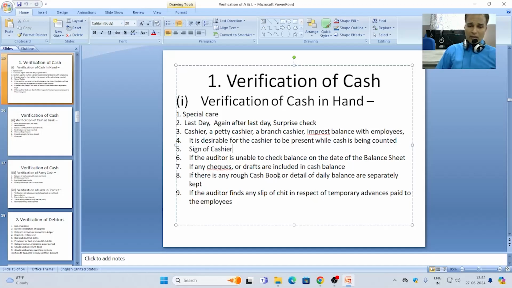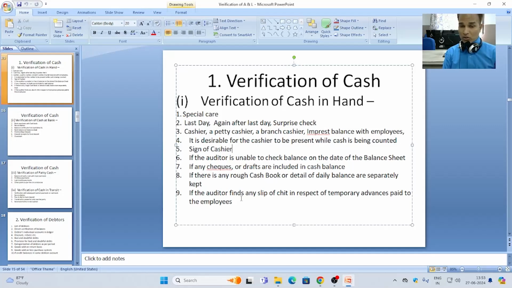We have to analyze that if there is any rough cash book, then all the entries should be transferred from the rough cash book to the main cash book, and the balances of the main cash book and petty cash book should be checked separately. If the auditor finds any slip or check in respect of temporary advance paid to the employees, then the chit or slip has to be authorized by the authorized signatory of the business concern.